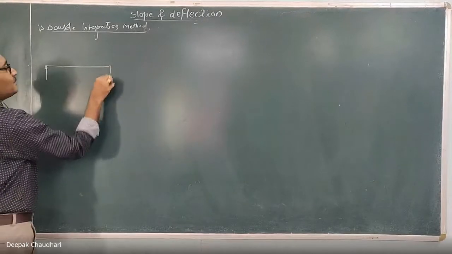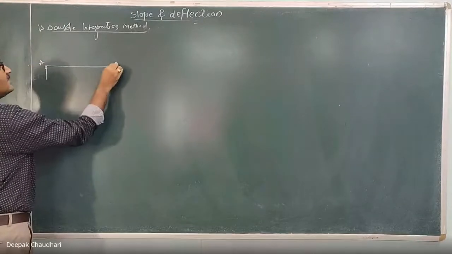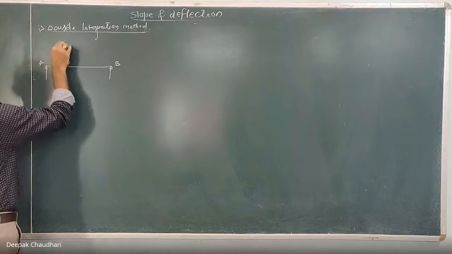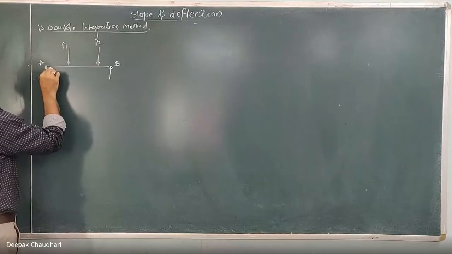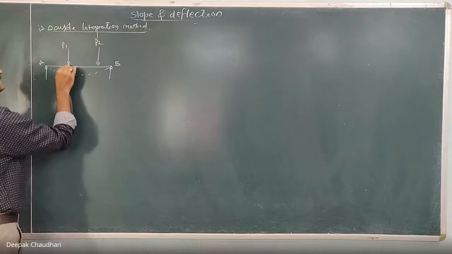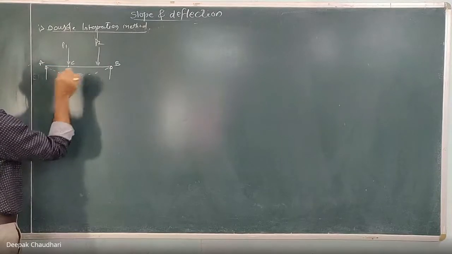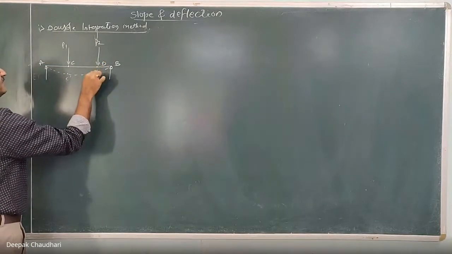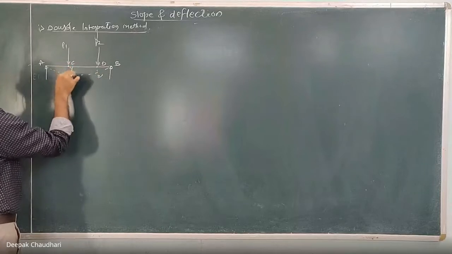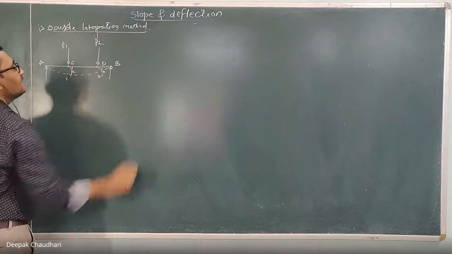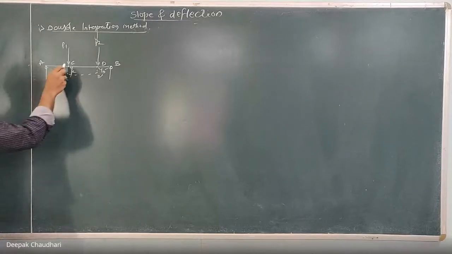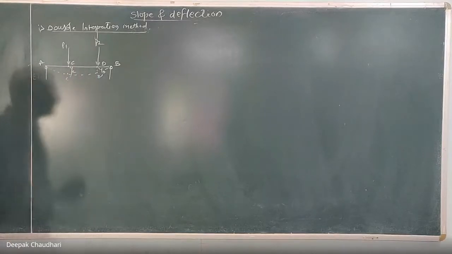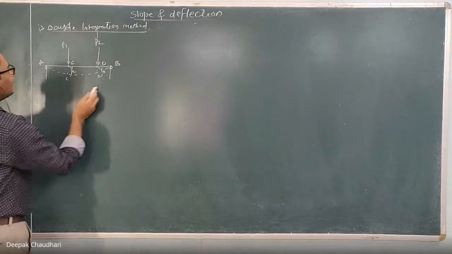Let this be a simply supported beam AB. Let's consider some point loads P1 and P2 acting on it, and because of these point loads, this beam gets deflected. Let this point C come to C dash and D deflected to D dash. So this is YC and this is YD. YC and YD denote the deflection of the beam at points C and D. This is known as an elastic curve.